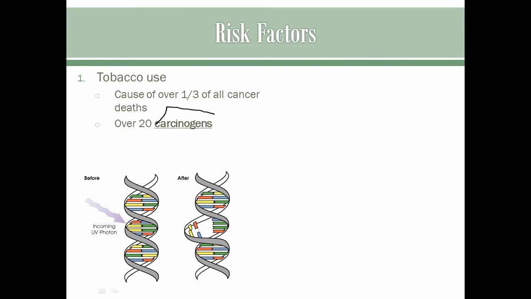The reason for that is because tobacco actually contains over 20 different carcinogens. And carcinogens, basically that's just a term that means DNA damaging substance. A carcinogen goes into the DNA and breaks it apart. Here's our normal DNA. And when a carcinogen comes into contact with DNA, it breaks it apart. Here it's showing you UV light as a carcinogen, which is definitely one. We're talking about tobacco use here, but UV light is also another carcinogen.